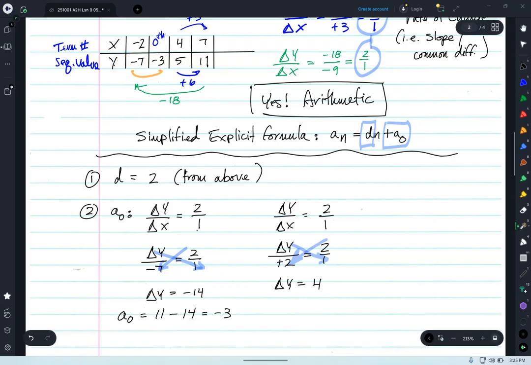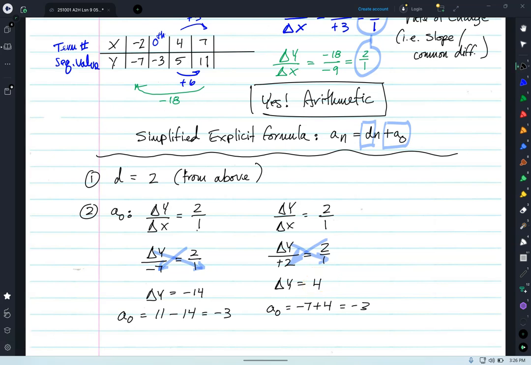Look, from negative 7, if I go up 4, I'm going to get to negative 3, right? So my a sub 0 is going to be negative 7 plus 4, because this is a positive 4, right? Negative 7 plus 4. And that's going to get me negative 3. So it doesn't matter which term value I start with.